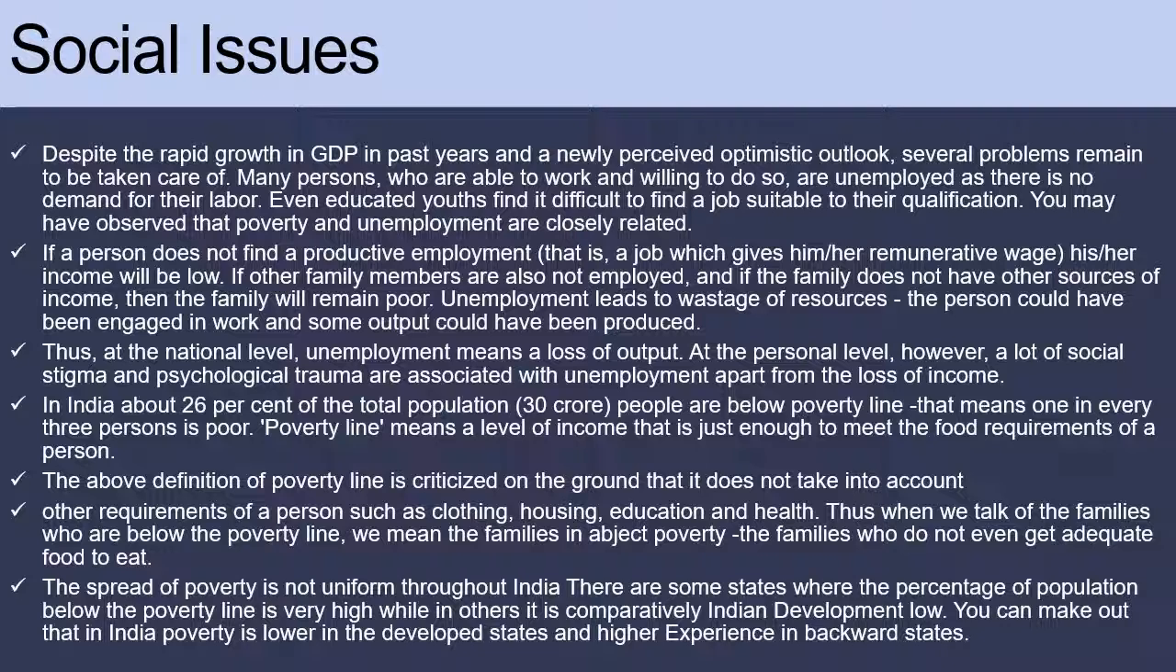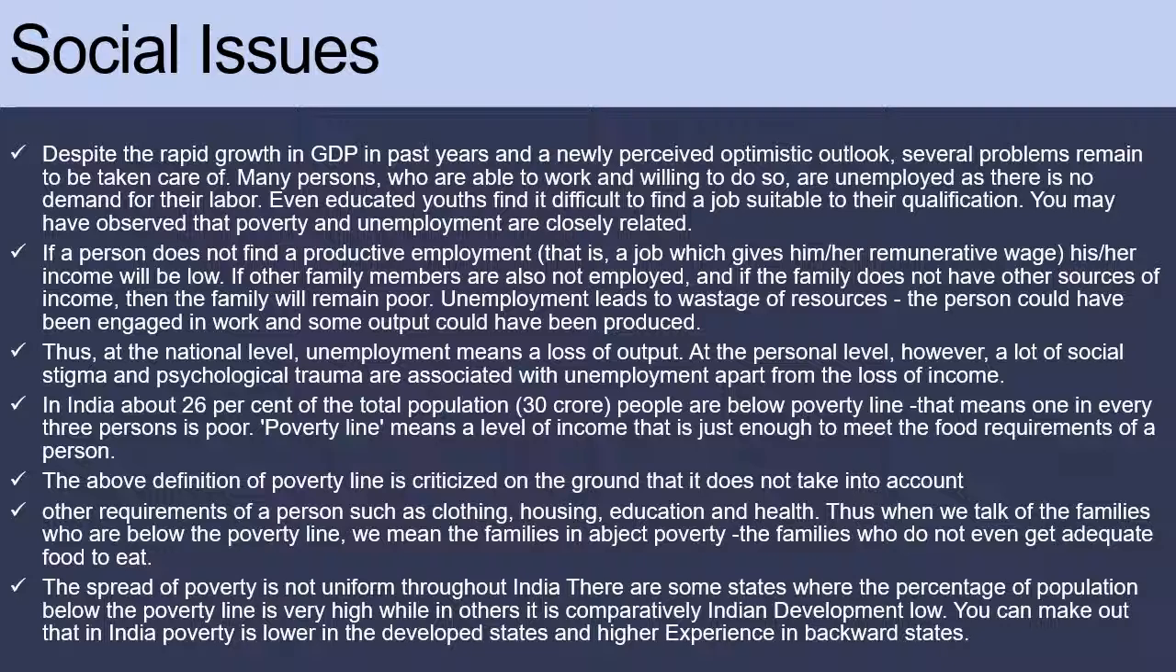Unemployment leads to wastage of resources. The person could have been engaged in work and some output could have been produced. Thus, at the national level, unemployment means a loss of output. At the personal level, however, a lot of social stigma and psychological trauma are associated with unemployment apart from the loss of income.